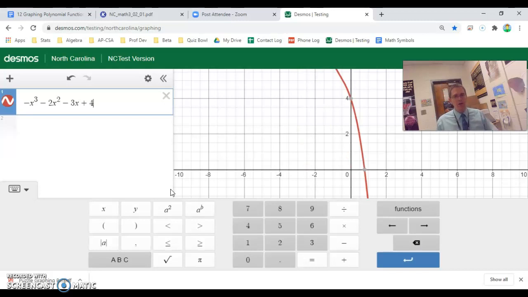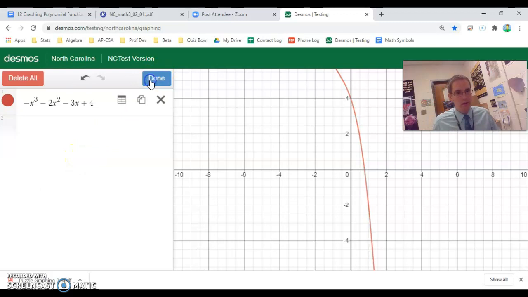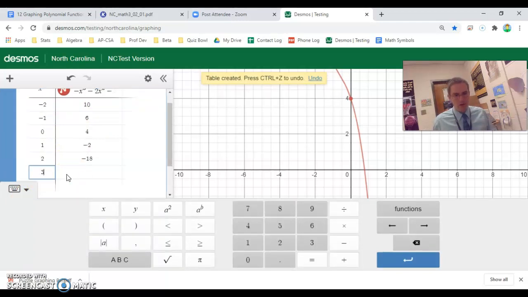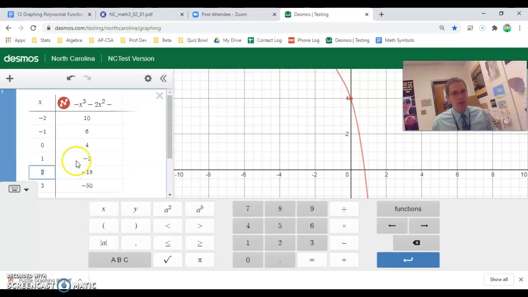And what I want to know is the value when it's 2. There's 2 ways I can do this with Desmos. One way is I can turn this into a table, and then I can see the value when it was 2. Or if it wanted a bigger number like 3 that was off my table, I can always type in a number manually. Desmos makes it very easy to get the answer.